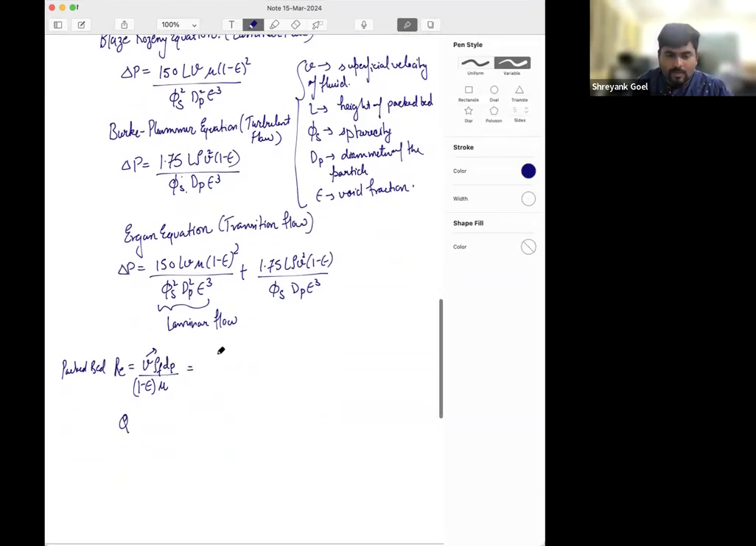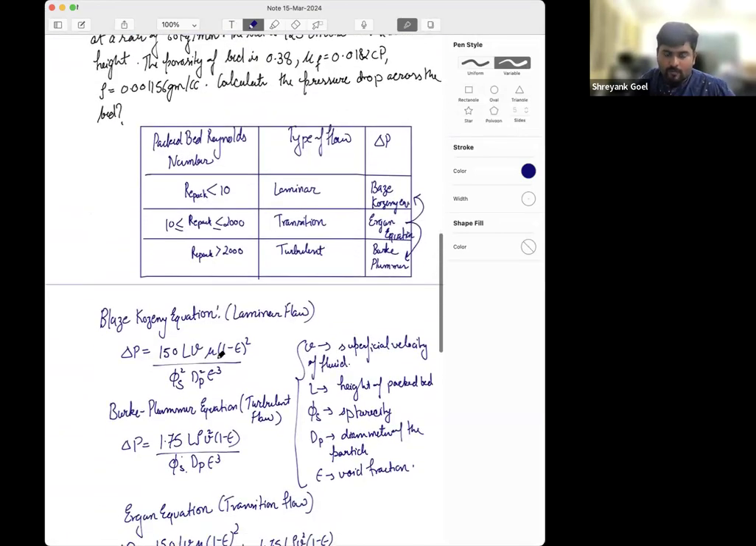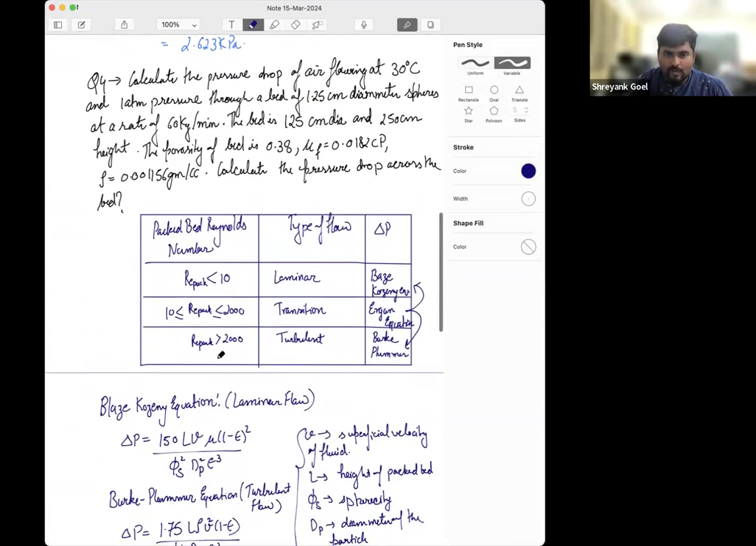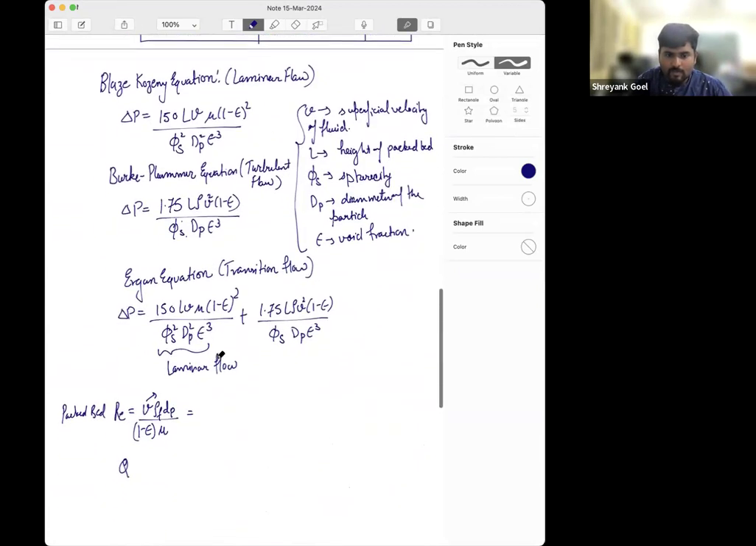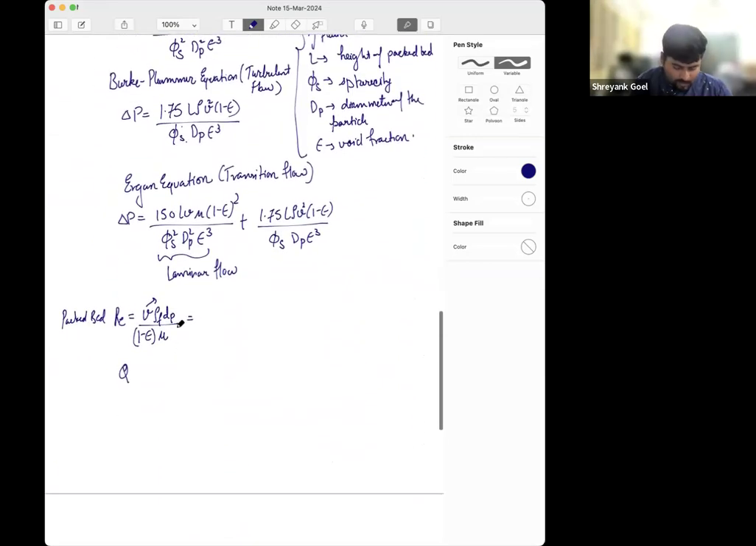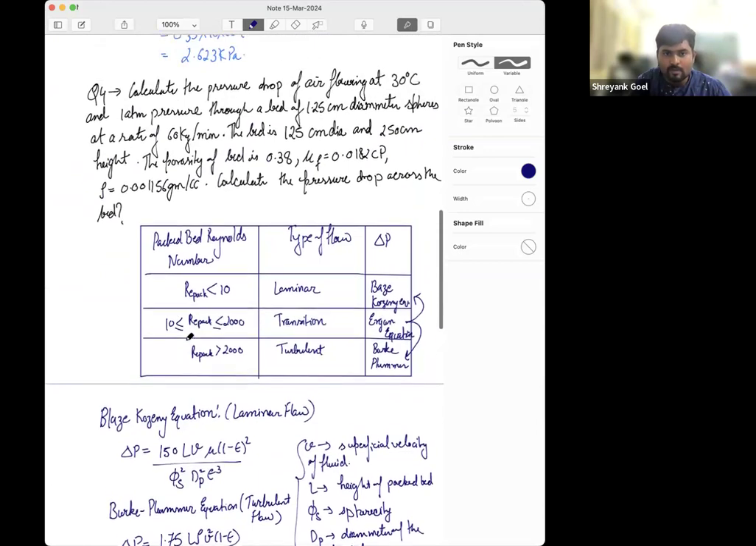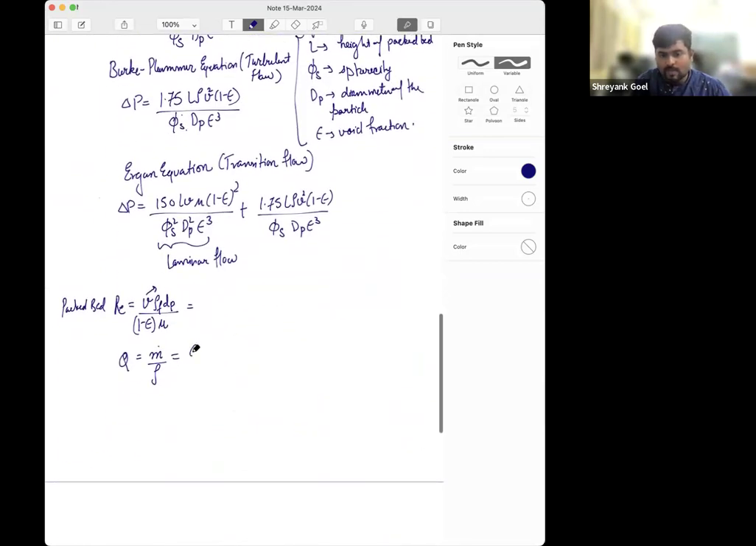So we need to find out the velocity. For finding the superficial velocity, we need the volumetric flow rate, and we can relate volumetric flow rate with the mass flow rate. Mass flow rate is given to be 60 kg per minute. So volumetric flow rate is nothing but mass flow rate divided by density. In terms of seconds, it is 60 kg per 60, so 1 kg per second, and density is given to be 1.156.